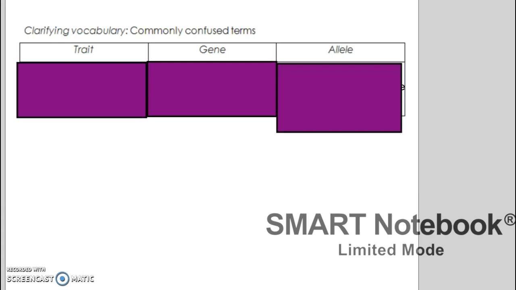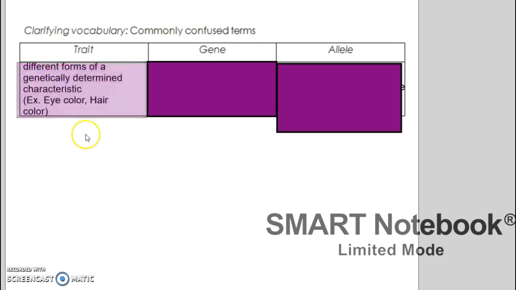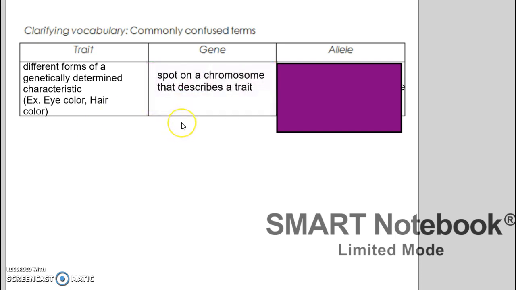So trait, gene, and allele are three vocab terms that people are going to use interchangeably, and they really do mean different things. I wanted to have them side by side here so you guys could see the differences between them. First off, a trait is a genetically determined characteristic. That's going to be eye color, hair color. There are genes that control those. Speaking of genes, this refers to a specific spot on a chromosome that describes a trait. So we have spots on our chromosomes that show us eye color. Same for hair color, okay?